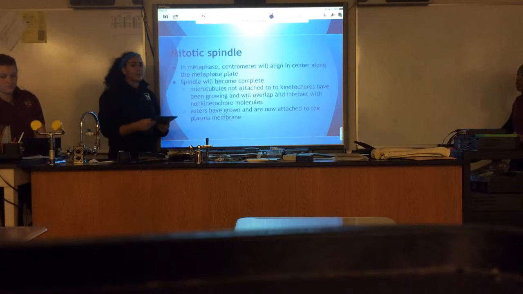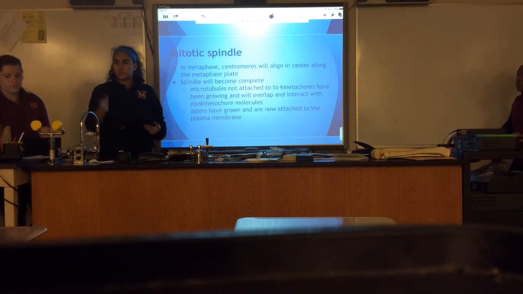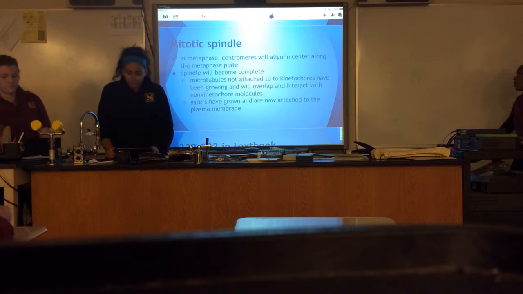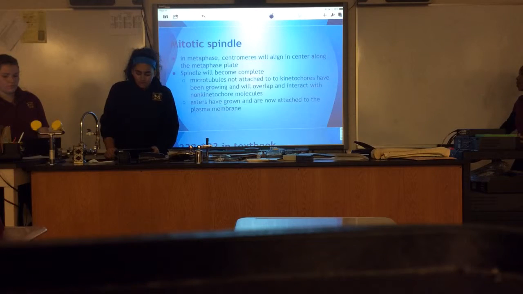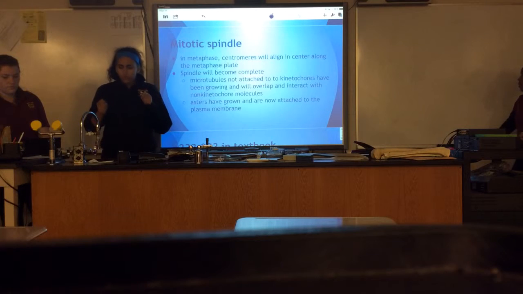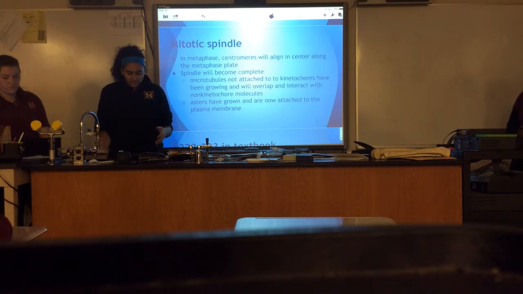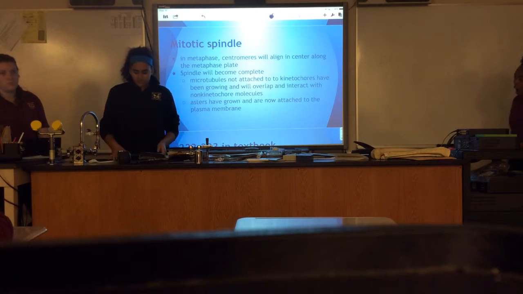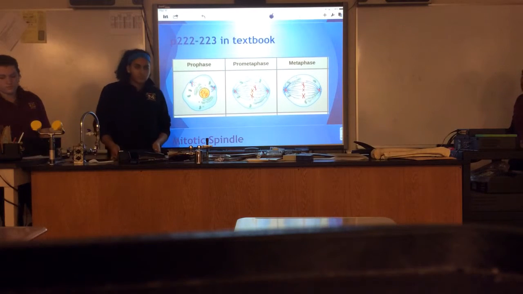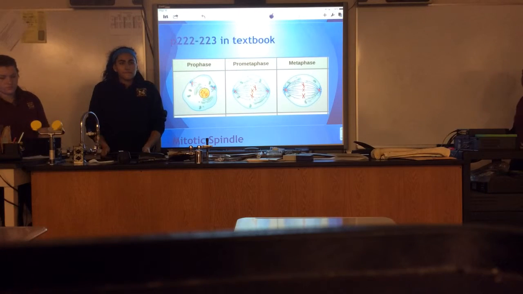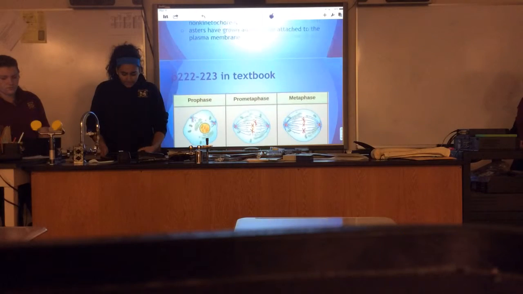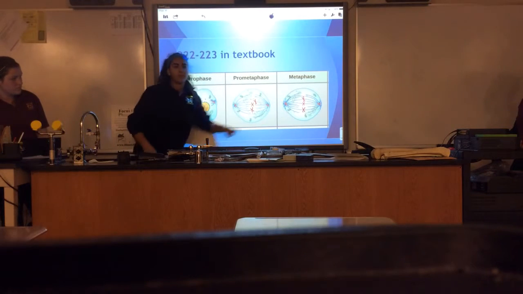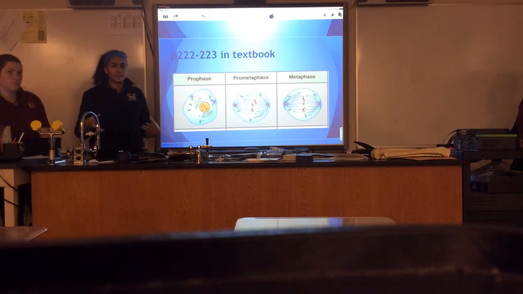So by metaphase, the chromosomes are aligned in the center on the metaphase plate. At this point, the spindle becomes complete, because some microtubules attach to other molecules that aren't kinetochores, and they overlap and interact with them. The asters grow and now attach to the plasma membrane. What's the purpose of the asters, or astral rays? I think it's because they're now attached to the plasma membrane for support, so that as the cell separates, they stay connected.